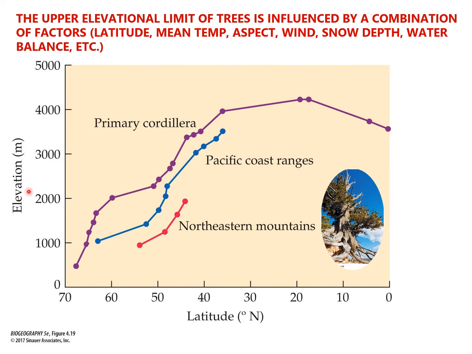It's not just the elevation, but it's going to be the latitude, which you can see here. The reason there are these different lines for different mountain ranges, not all following along the same line, is that there are different mean temperatures. There are different aspects, meaning the direction that the mountain is facing can have an influence on the temperature. The amount of wind, the snow depth, the water balance, all these combinations of things are going to influence this.